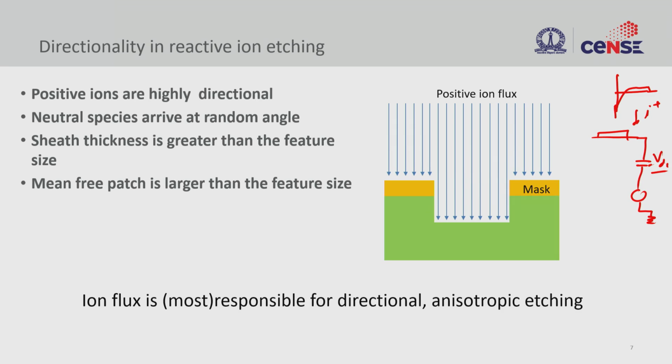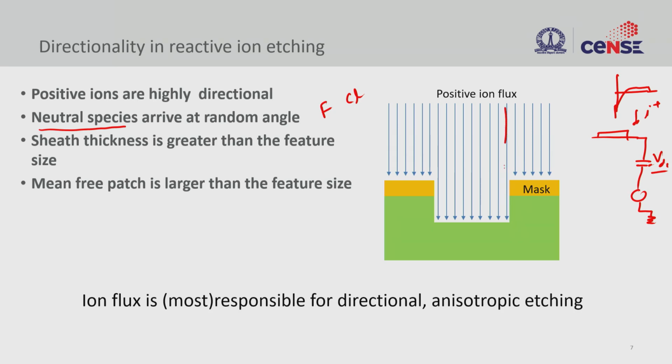And the neutral species are random because they don't respond to any voltage that you apply. But the important thing is the neutral species are the ones that are involved in reaction. Okay, you have this fluorine, the chlorine. They are the neutral species that are involved in the reaction, but you cannot control their movement. Their movement cannot be controlled because of neutral nature, but the positive ions could be controlled by applying this field. And that is the main property here.